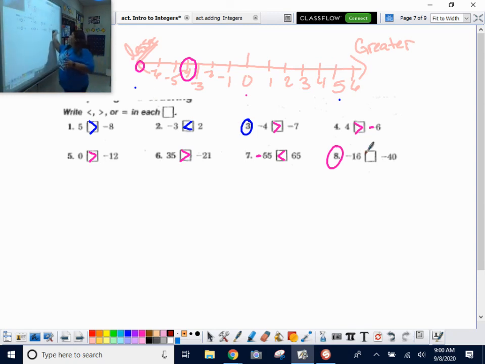Okay? The -16 will be greater, okay? So like I said, on the negative side, the smaller number is actually greater than the bigger number. Okay? All right, this is the first part of the video. You're going to go ahead and watch the second part, which is now adding integers, okay guys? All right.